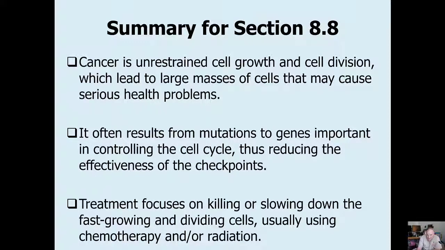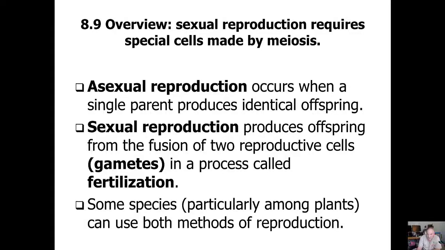Cancer is unrestrained cell growth that results from mutations to genes important in controlling the cell cycle. When those checkpoints are gone, it forces us to have to deal with chemotherapy or radiation to get rid of it. Sexual reproduction, now this is different.